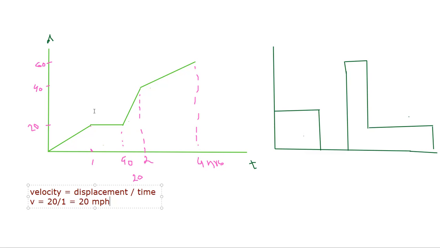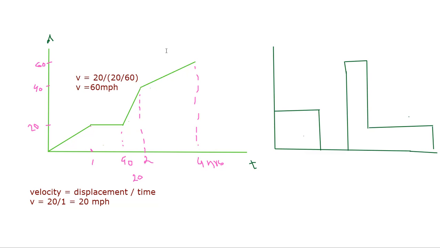In the second region, the same amount of distance is covered in 20 minutes. So the velocity is equal to displacement, which is 20 miles, divided by the time, as it is covered in 20 minutes. If we convert 20 minutes into hours, that would be 20 divided by 60. So the velocity would be equal to 60 miles per hour in this portion.